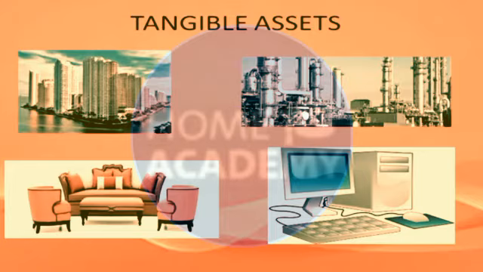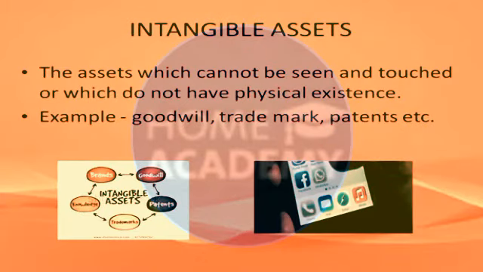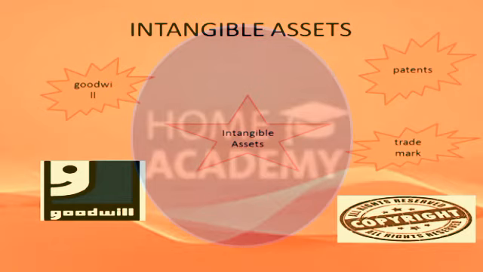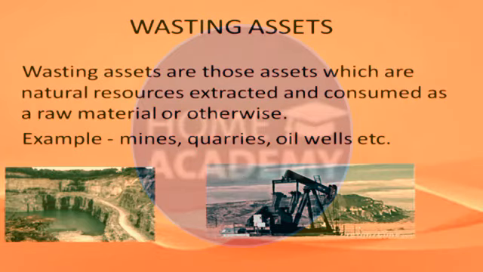Now, next category is that of intangible assets. So, intangible assets, in contrast to tangible assets, are those which cannot be seen and they do not have any physical existence and you cannot touch them. So, these are some of the patents, goodwill, etc., and they come under the category of intangible assets. Another important category is wasting assets. So, what are wasting assets? Wasting assets are those assets which are natural resources. That is, they are extracted and consumed as raw materials like mines, oil wells, quarries, etc.